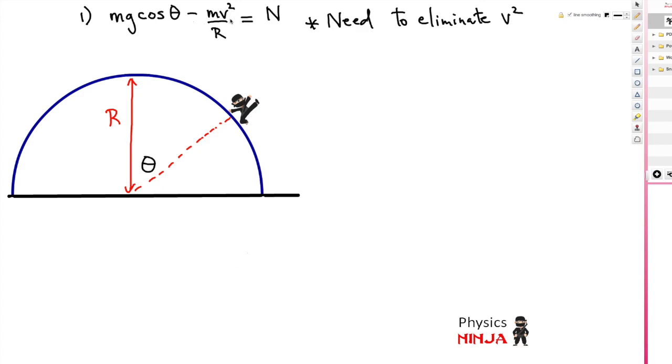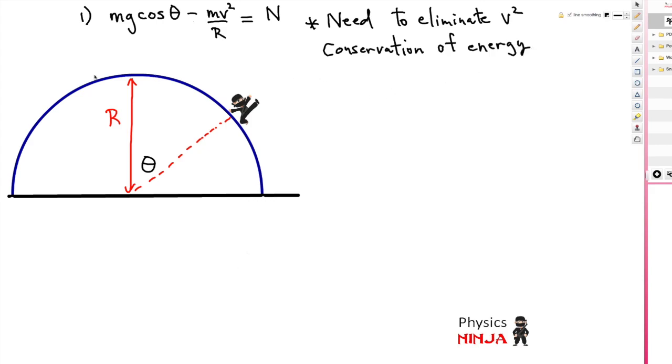Our goal now was to eliminate this second term, or at least to write this second term in terms of the angle theta. In order to do that, we're going to use conservation of energy. Conservation of mechanical energy simply says we look at all the energy when he's at the top of the circle and equate that to all of the energy when he's at this angle theta, and set those equal to each other.